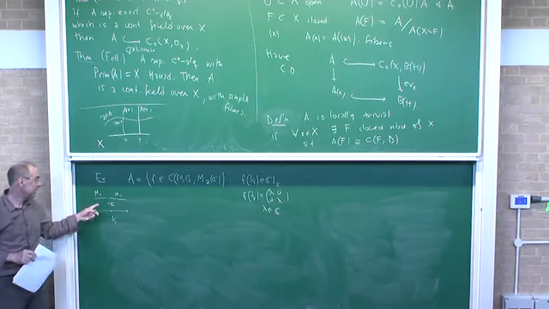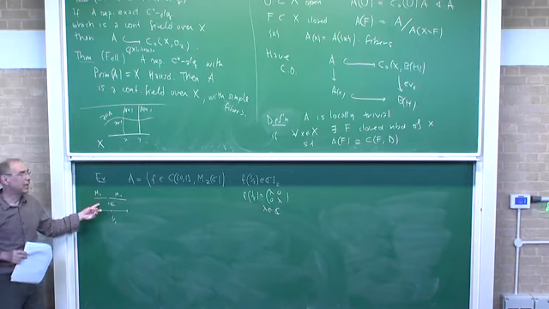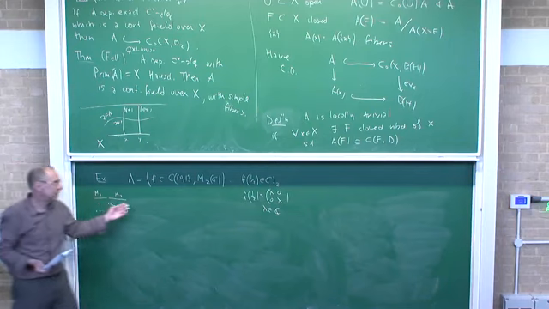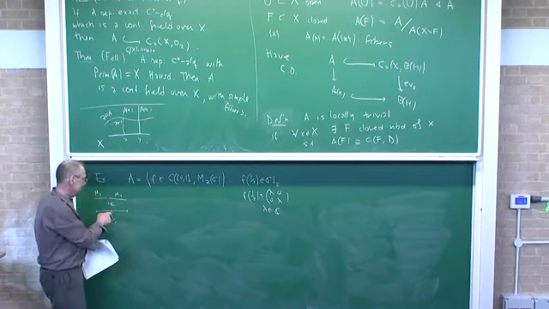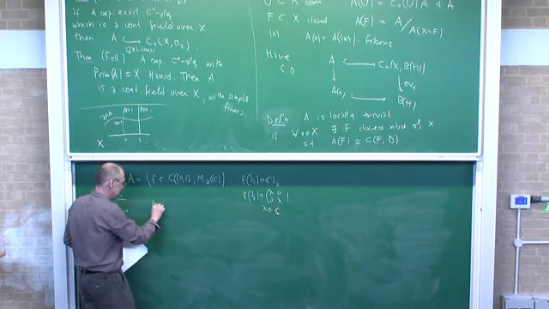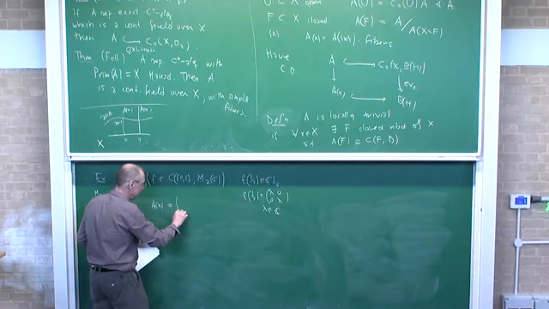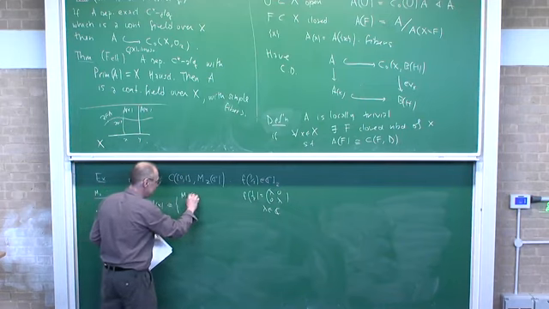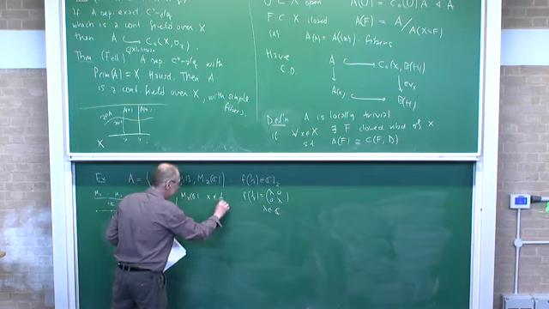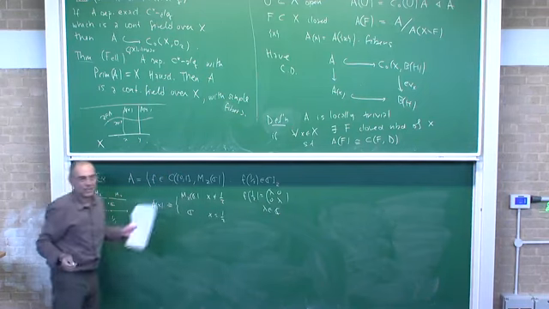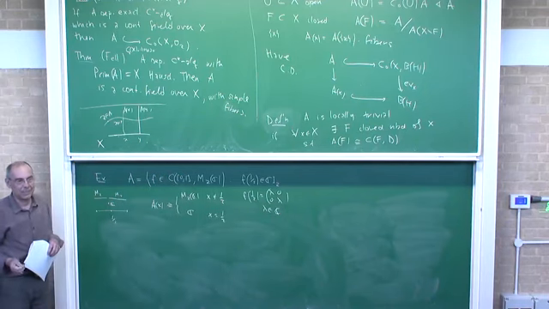Now we can ask: is this field locally trivial? The answer is no, because if I'm looking at the fibers, what are they? They are isomorphic to full 2 by 2 matrices if X is not 1/2, and the complex numbers if X is 1/2. So it's not locally trivial around 1/2.